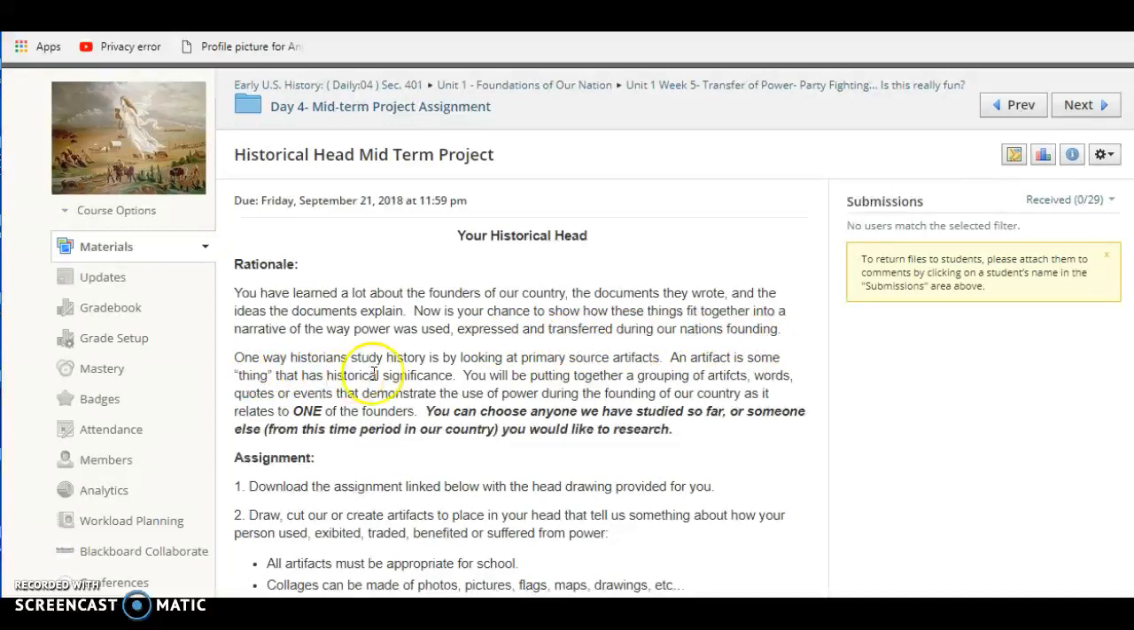One way historians study history is by looking at primary source artifacts. An artifact is something that has historical significance. You will be putting together a grouping of artifacts, words, quotes, or events that demonstrate the use of power during the founding of our country as it relates to one of the founders. You can choose anyone we have studied so far, or someone else from this time period in our country you would like to research.